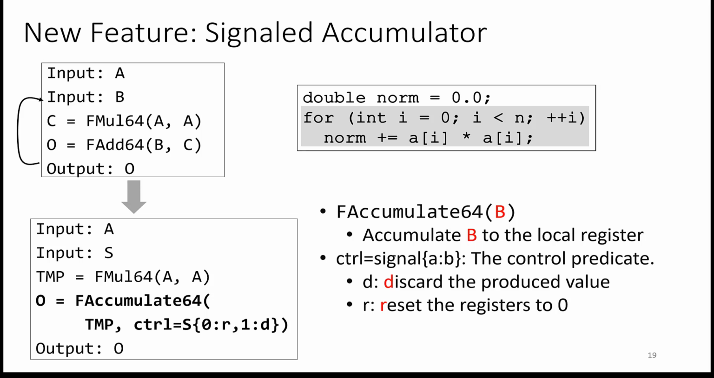So we introduce the signal, and over here we only introduce 2 signals, so 2 predication controls. One is discard. Discard means the value will not be produced by the accumulator. So when the value of S equals 1, the accumulator does not produce a value to the port O. Another is reset. When the value of S is 0, it will reset the register.